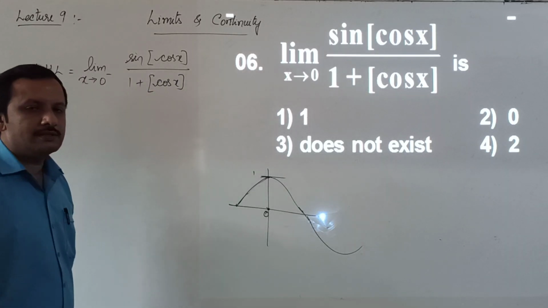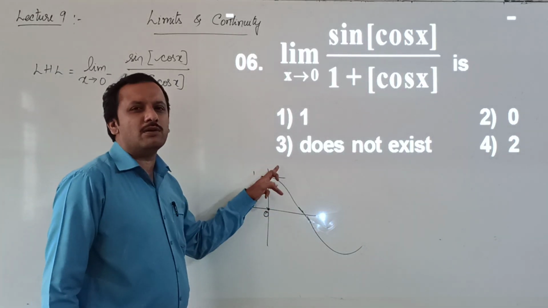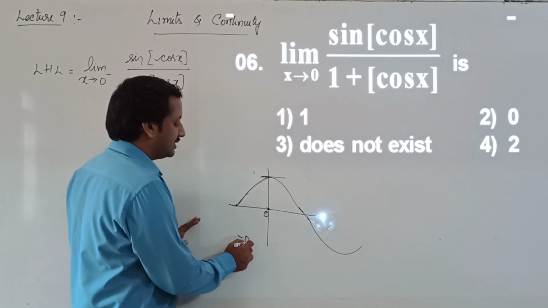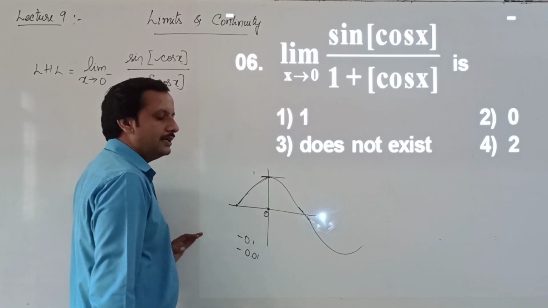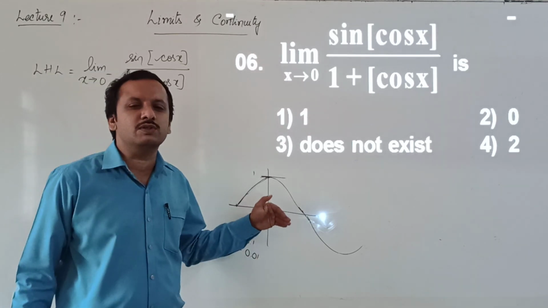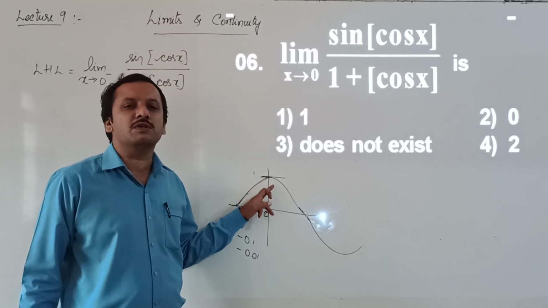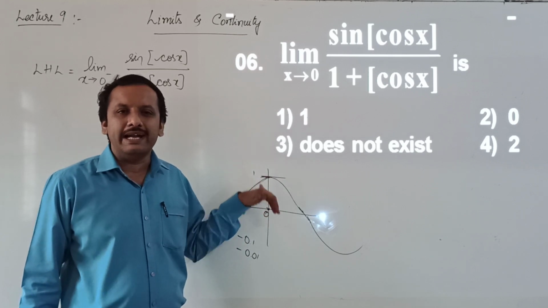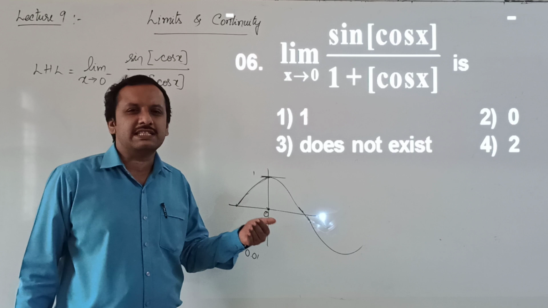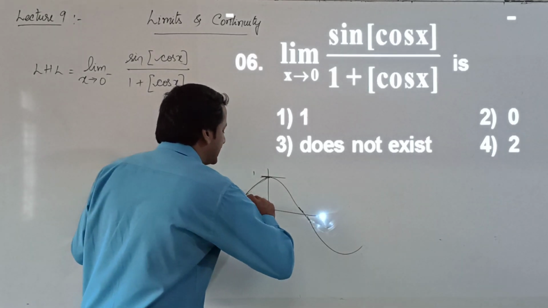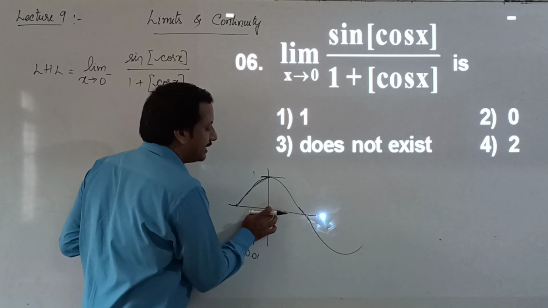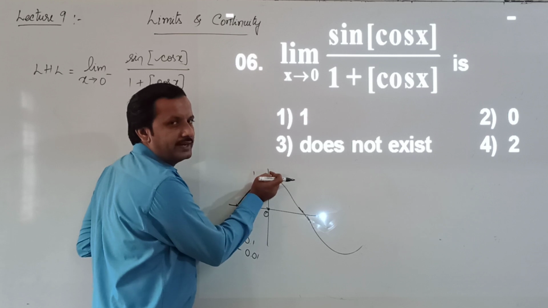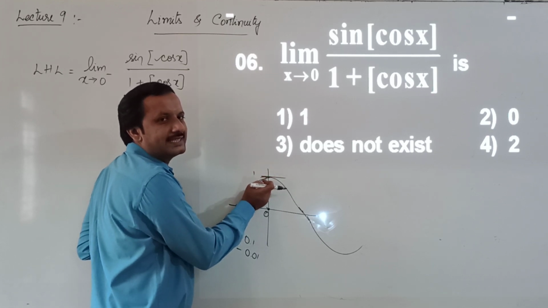Just before 0. See, at x equal to 0, cos x is equal to 1. Just before 0 means something like minus 0.1 or minus 0.01, etc. x is coming closer and closer to 0 from left side. Then what is the value of cos x? Cos x is very close to 1 but less than 1. At 0, cos x is equal to 1. Just before 0, as you can see, this graph is increasing. At 0, it reaches 1.